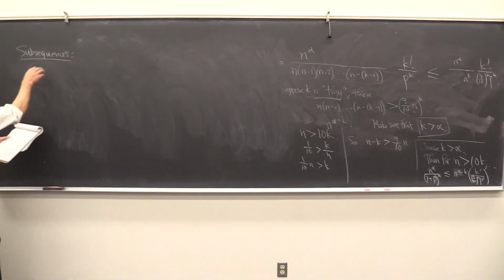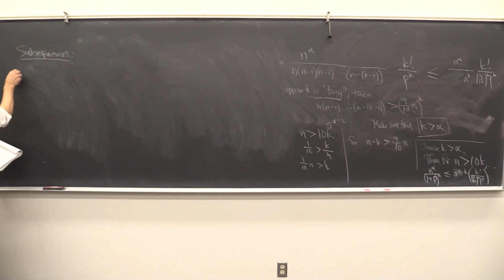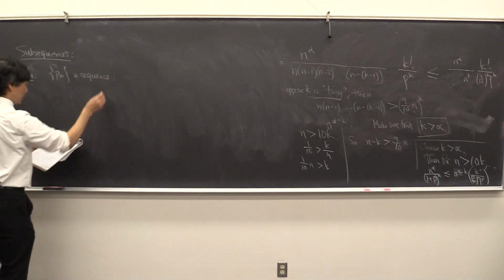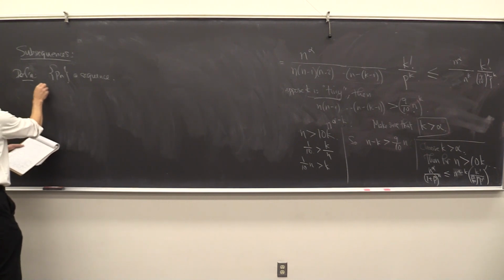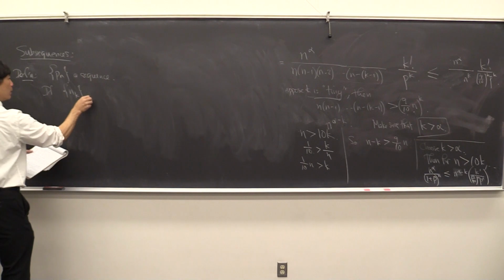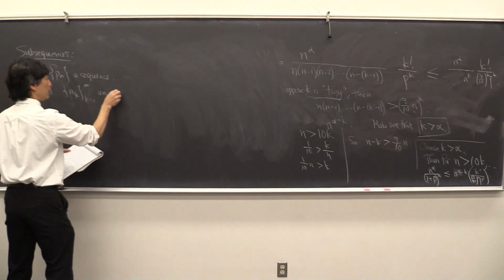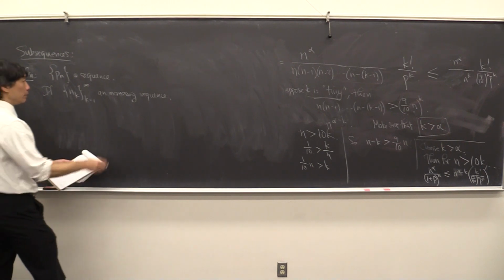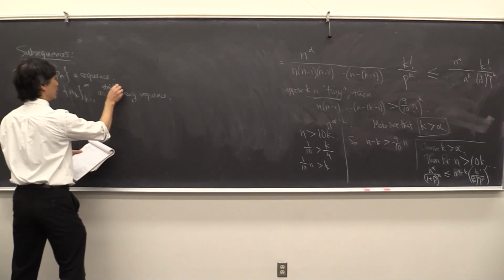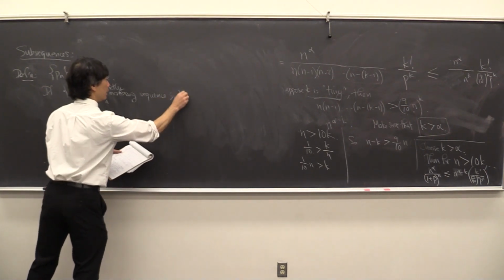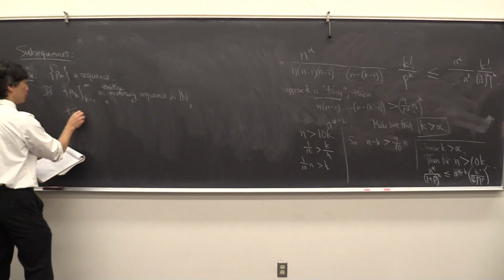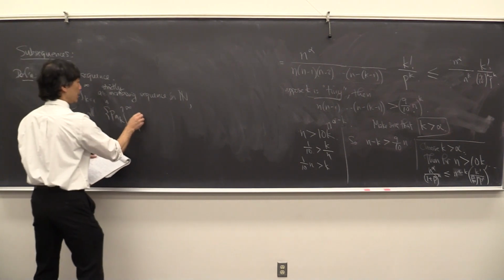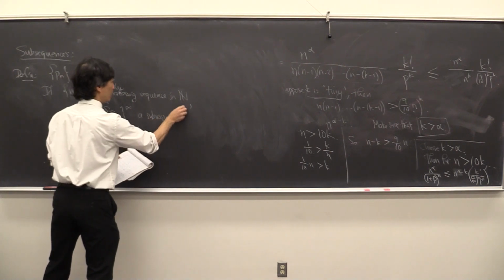Okay, so what's a subsequence? You have a sequence, and then if you have an increasing sequence, so maybe I should make it clear, it's strictly increasing in n, then we call P sub n sub k, as k goes from 1 to infinity, a subsequence of the original sequence.